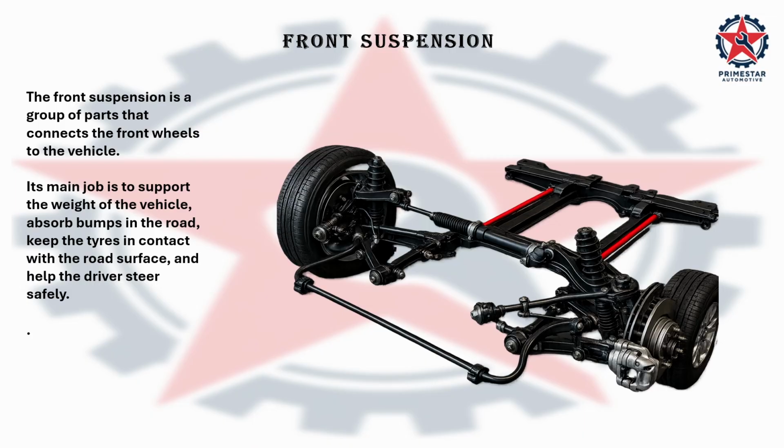To give you more perspective and a better way of learning, let us separate the front suspension from the rear suspension. The front suspension is a group of parts that connects the front wheels to the vehicle. Its main job is to support the weight of the vehicle, absorb bumps in the road, keep the tires in contact with the road surface, and help the driver steer safely.